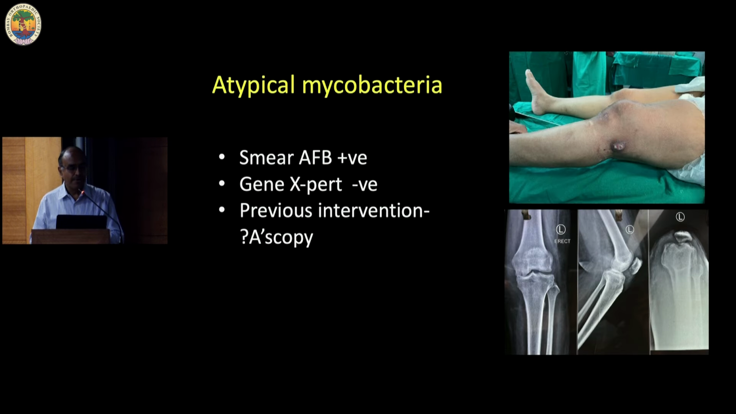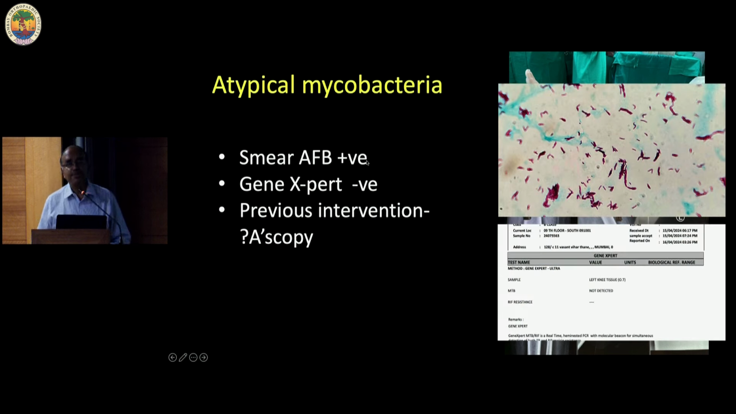Now, before I conclude, one slide about atypical mycobacteria. Again, I stress upon what has been told in the morning. This is a patient who underwent an arthroscopy, a meniscus repair, and then got infected, debridement done, then got recurrence of the infection, second debridement done, again recurrence of the infection, presented to me with a discharging sinus. In this kind of patient, the X-ray was like this, and we did a debridement and put a cement spacer there. So smear shows AFB positive, whereas GeneXpert shows negative.